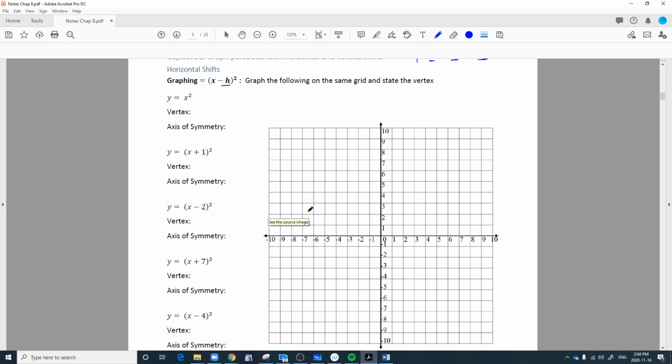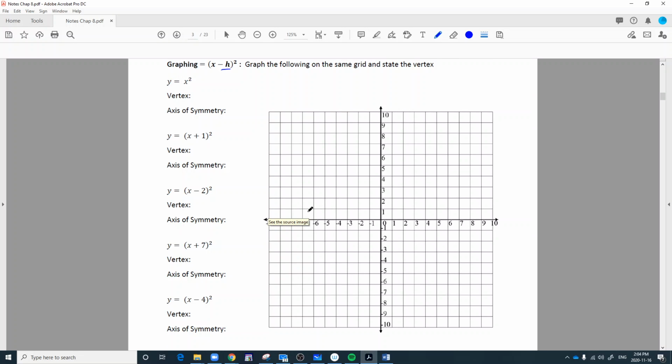So when you look at this note, we're going to look at horizontal shifts. The first thing I want you to do is graph y equals x squared. It starts at 0, 0, over 1, up 1, over 2, up 4, over 3, up 9. On the other side, you can mirror image over the axis of symmetry, or you can do the same thing, over 1, up 1. Then we join our dots. The vertex in this one is 0, 0. The axis of symmetry is the x value of the vertex, or x equals 0.